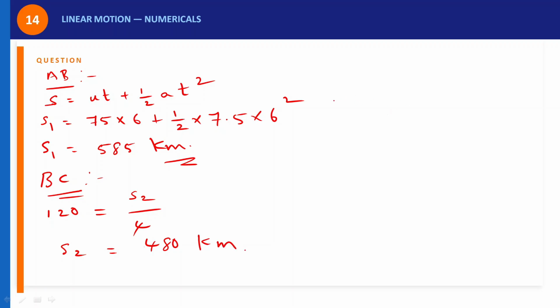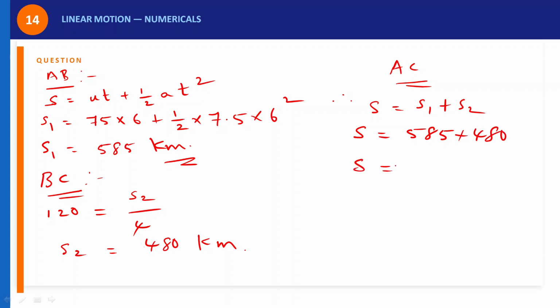Therefore, the total distance from A to C is s equal to s1 plus s2. s equal to 585 plus 480. s equal to 1065 kilometers.